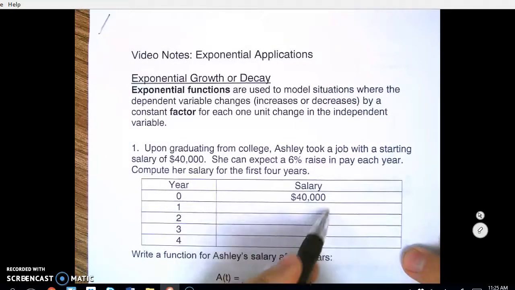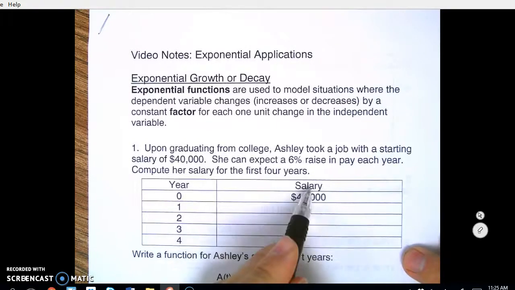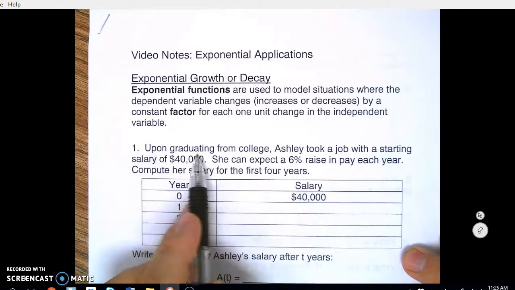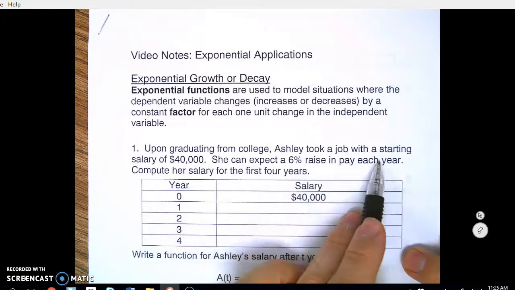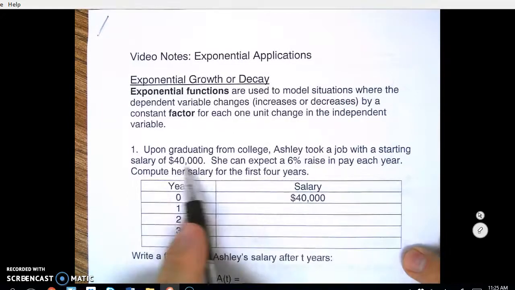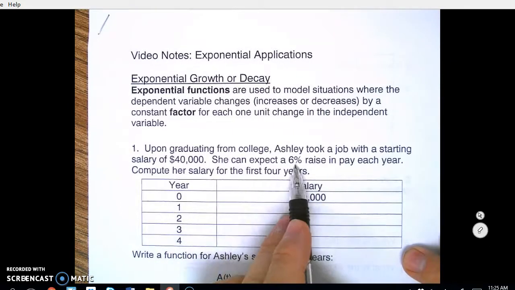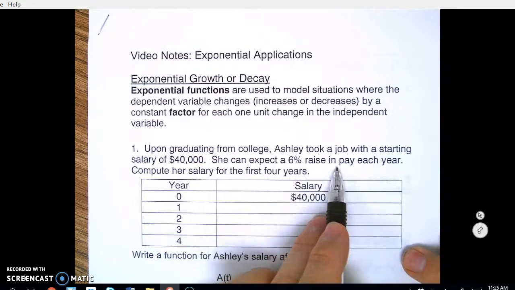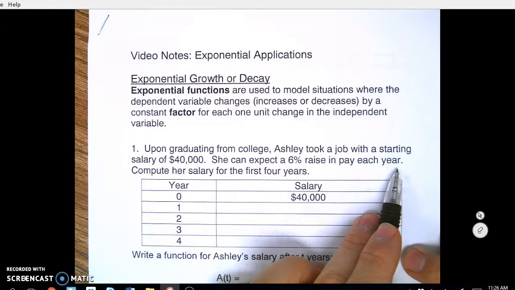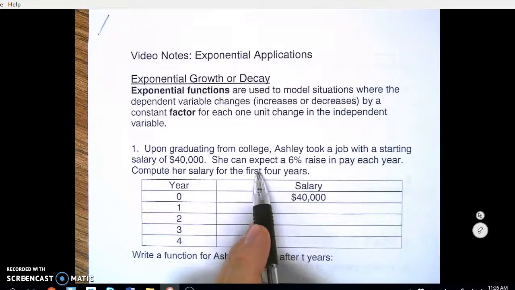And here is your dependent variable, salary. Upon graduating from college, Ashley took a job with a starting salary of $40,000. Here it is. She can expect a 6% raise in pay each year. Compute her salary for the first 4 years.